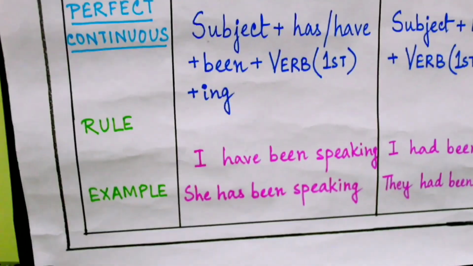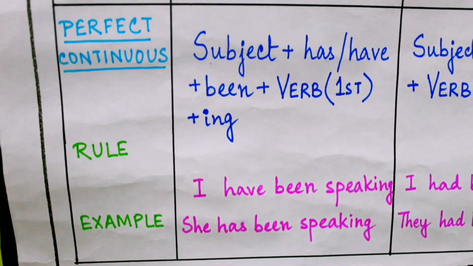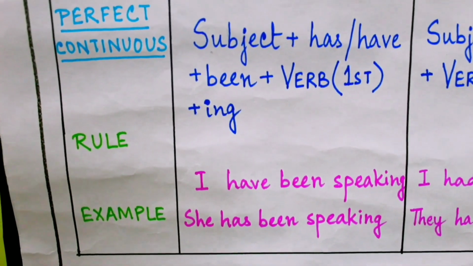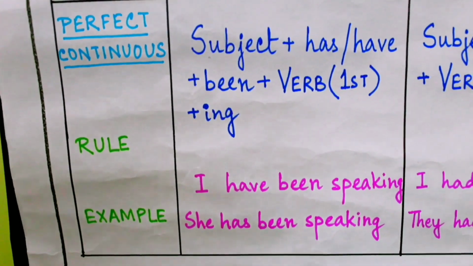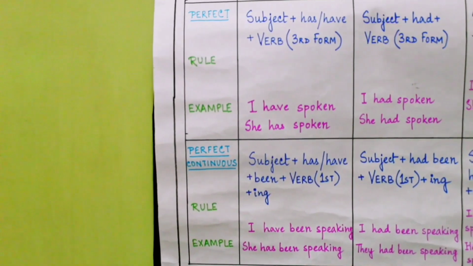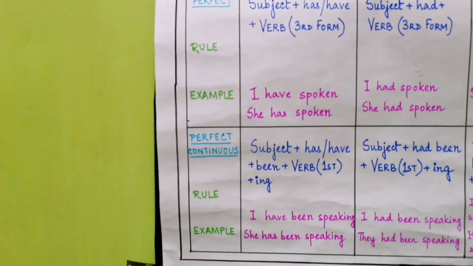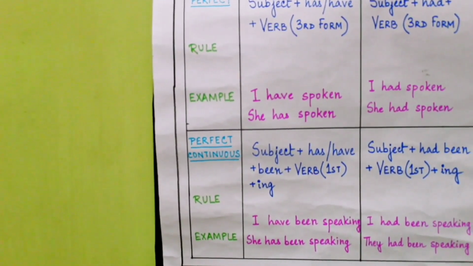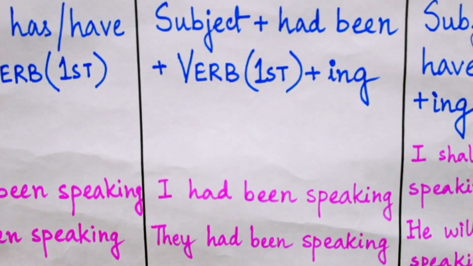The last one is the perfect continuous tense. So first is the present perfect continuous tense. The rule is subject plus has or have plus been. Here we are adding a been with has or have plus verb in its first form plus ing. See, in the perfect tense, it was subject plus has, have and verb in its third form. In the perfect continuous tense, you are adding a been and the verb becomes the first form and ing, that is the participle form.